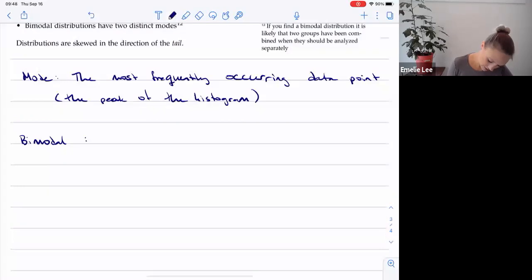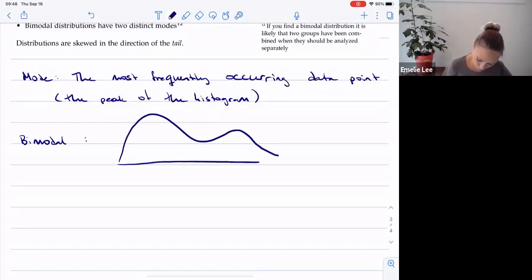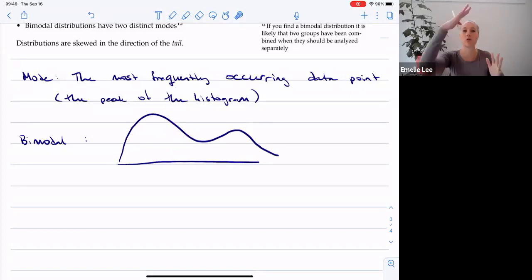bimodal looks maybe something like this. Okay. You need to have distinct humps or distinct peaks. Okay. There could be little spikes and kind of highs and lows within these, but what I want you to do is just kind of drape a blanket over the distribution to get an idea of the shape, right?